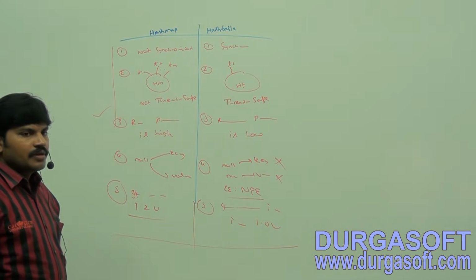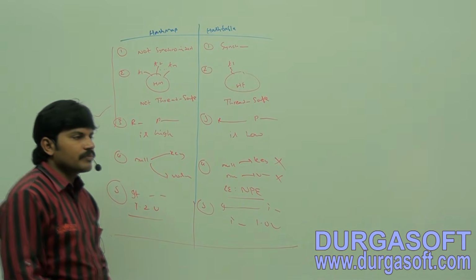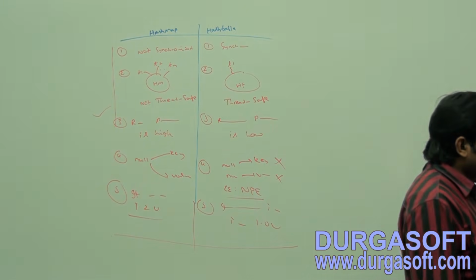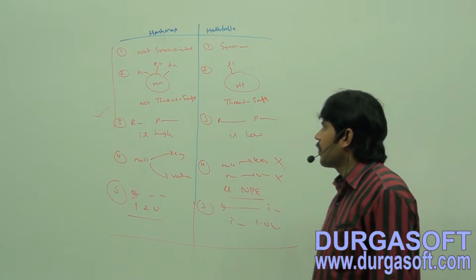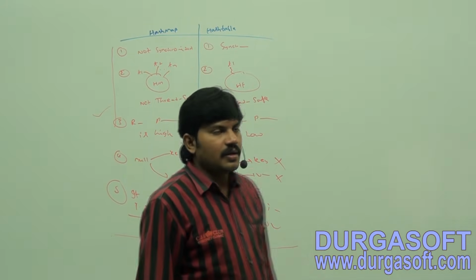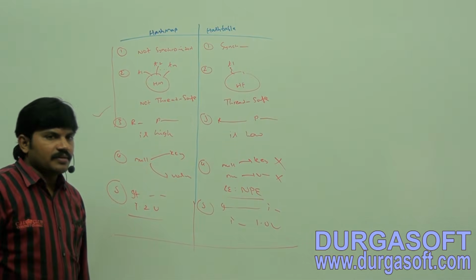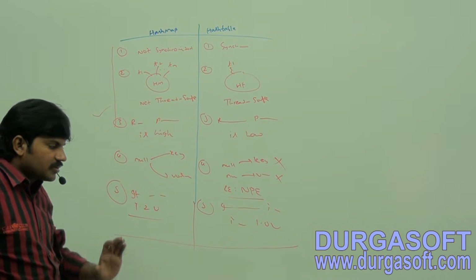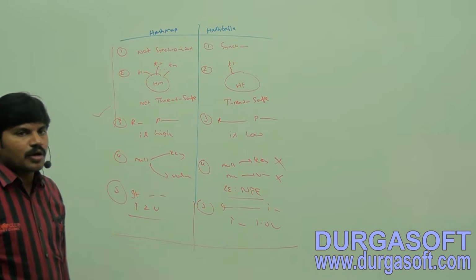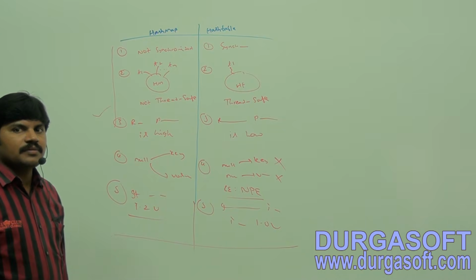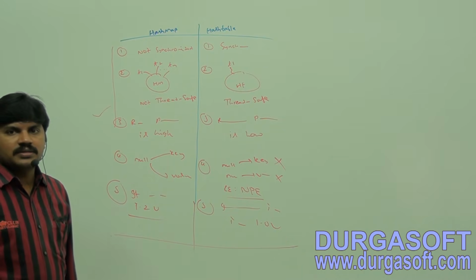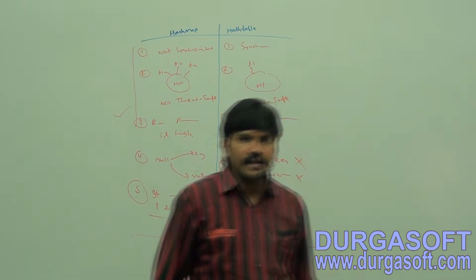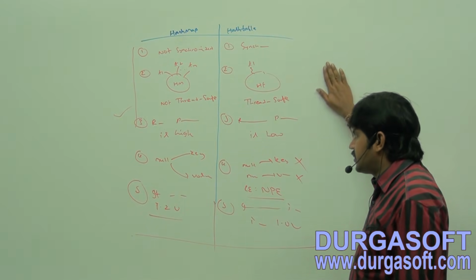Next, other side. At a time only one thread is allowed to operate on Hashtable, and hence it is thread safe.